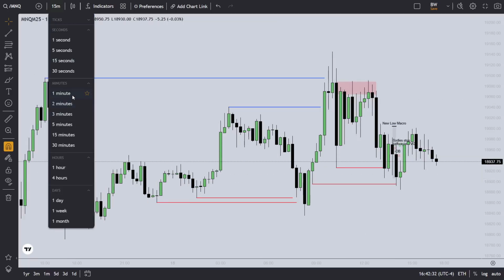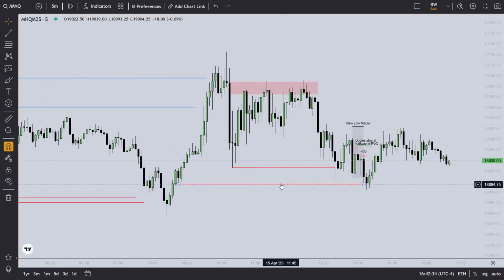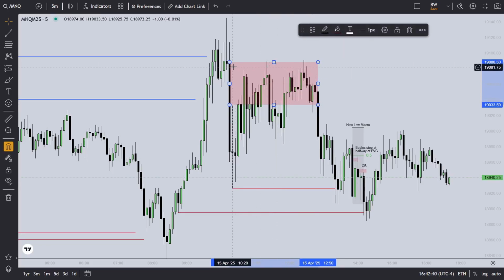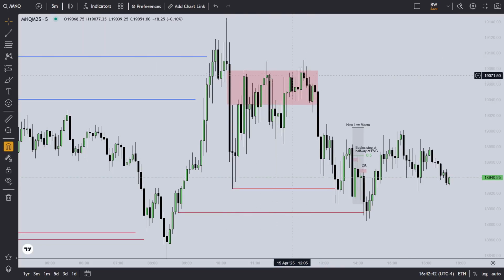So now we're going to go to a 5-minute. Obviously on this 5-minute, we're holding this little range, right? Like this 1-minute fair value gap, this 5-minute fair value gap as well. And it's honestly just looking nice because the candles are not closing outside of this 5-minute fair value gap.